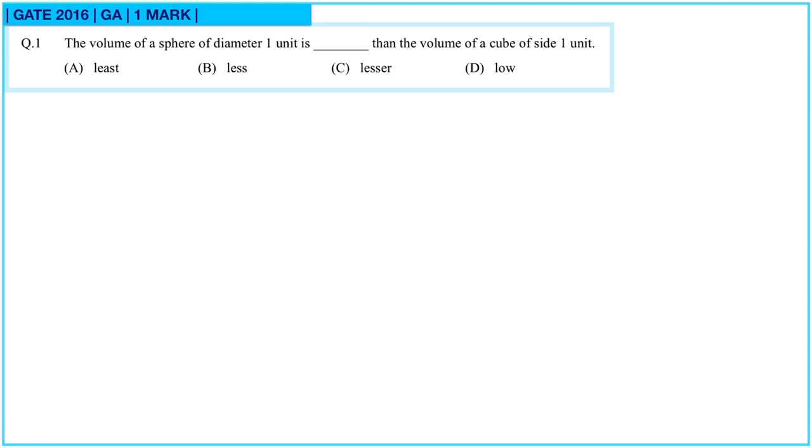Question 1. The volume of a sphere of diameter 1 unit is dash than the volume of a cube of side 1. Here comparative degree is used, so here less than is correct.